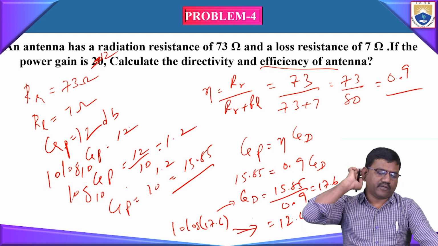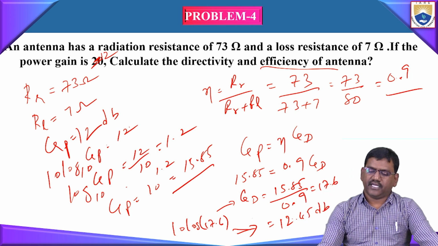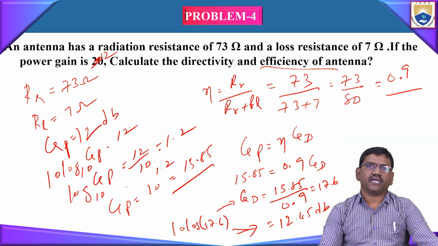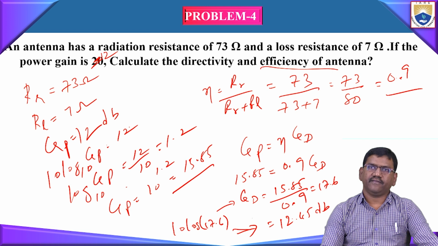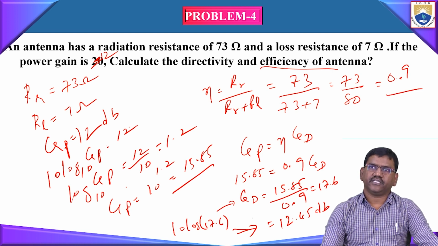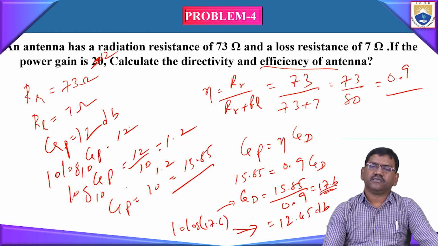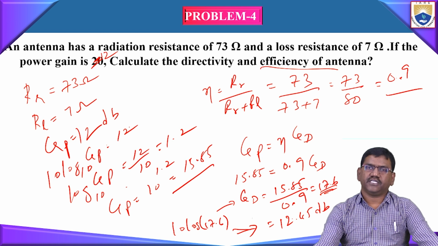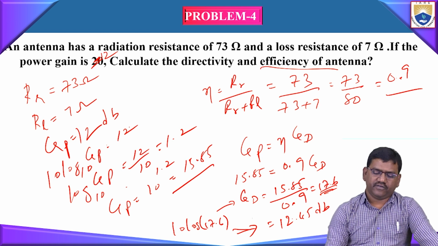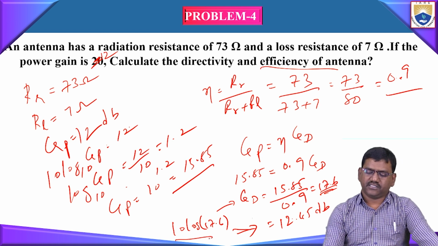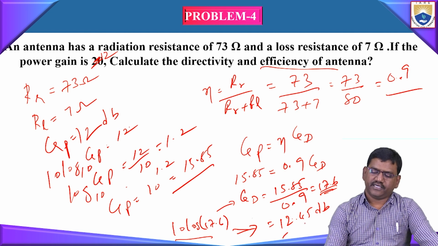So this is about the problem. We need to calculate the directivity. To calculate the directivity, we need to know the value of the power gain in decimal value and also the efficiency. So GP is equal to eta GD, 15.85 is equal to 0.9 into GD. So GD is equal to 15.85 by 0.9, which equals 17.6. This is the decimal value, so we convert the directivity into dB: 10 log 17.6 is equal to 12.45 dB.